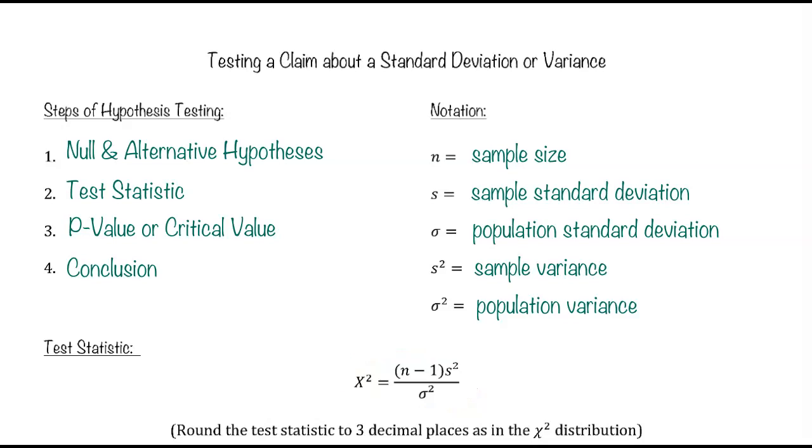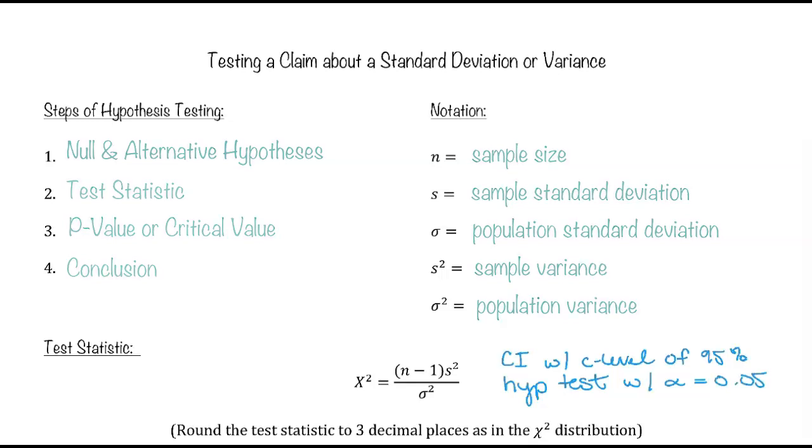When we're testing a claim regarding the standard deviation or variance, the p-value method, critical value method, and confidence interval method produce the same exact results. For example, if we're constructing a confidence interval with a confidence level of 95%, this is equivalent to conducting a hypothesis test with a significance level equal to 0.05. They will both produce the same results.